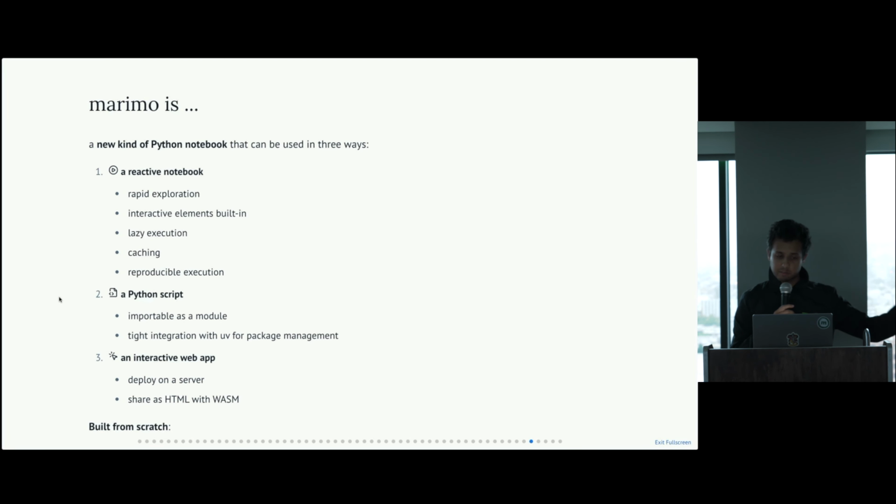In summary, Marimo is a new kind of Python notebook that can be used in three ways: as a reactive notebook, as a Python script, as an entire interactive web app. It's built entirely from scratch, with no dependencies on IPython or Jupyter.